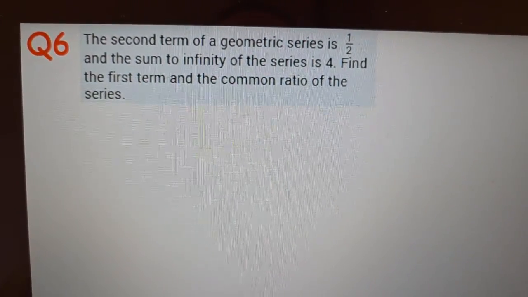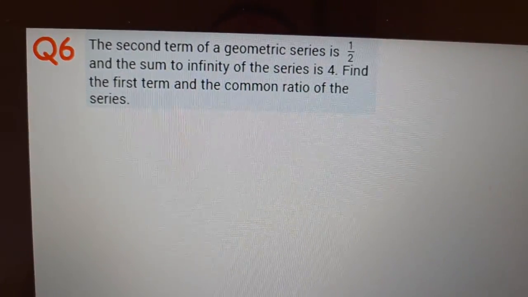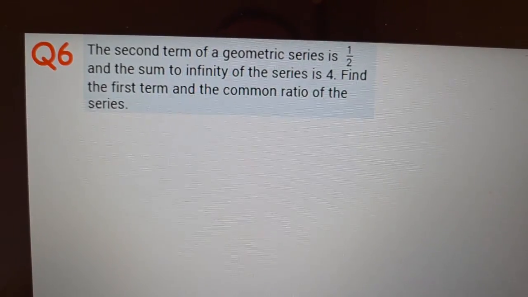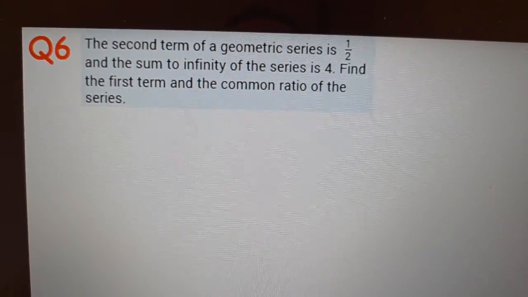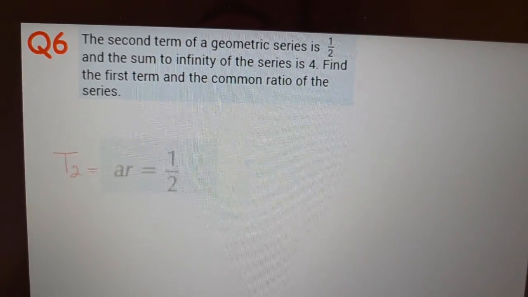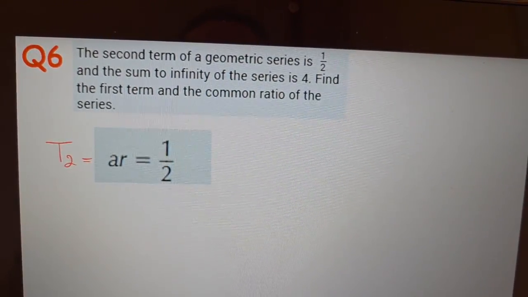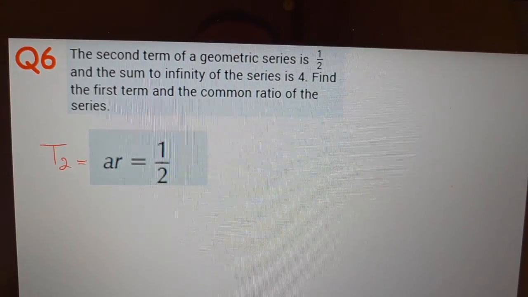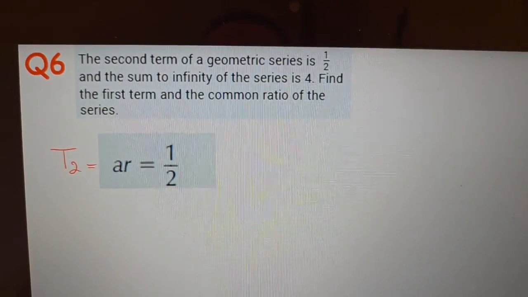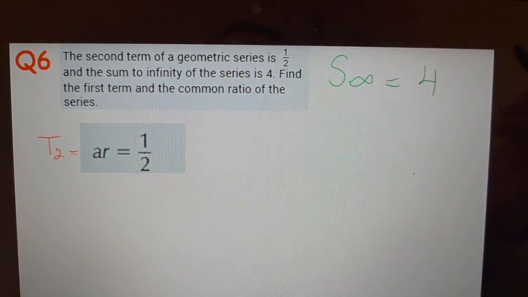Question 6: the second term of a geometric series is a half. So I'll put down term 2 equals a half, and remember for a geometric series, the first term is a, the second term would be ar, the third term would be ar squared, and so on. So term 2 equals ar, which they said was a half, so I let that equal a half, and I now have an equation. They said the sum to infinity, S of infinity, is equal to 4. So I'll make note of that as well.